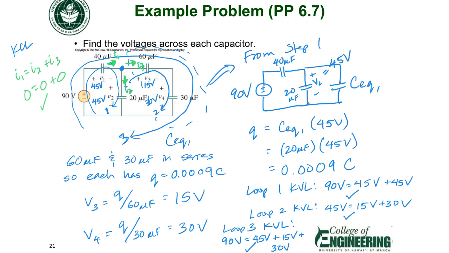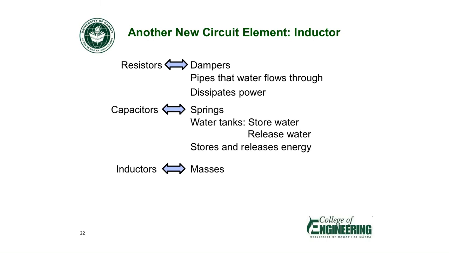Then, since we know about capacitors, let's think about something else. So resistors dissipate power. In our water analogy, they're like the pipes that the current or the water flows through. Capacitors store and release energy. They're like the water tanks that can store and release the water.